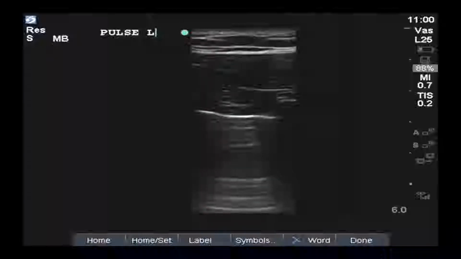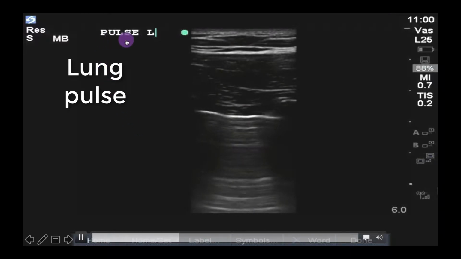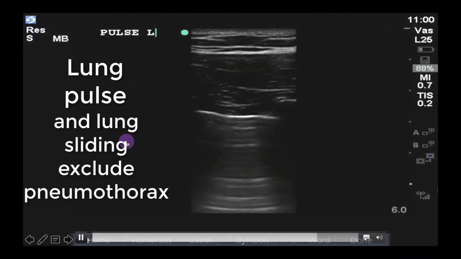When patients aren't breathing or ventilation in an area is minimal, as can happen with low tidal volume ventilation or in regions overdistended by high PEEP or obstructive lung disease, the only indication of the contact between the two pleuras may be the effects of cardiac oscillations making them vibrate together. This is termed lung pulse and, like lung sliding, indicates pleural contact and rules out pneumothorax in that area.